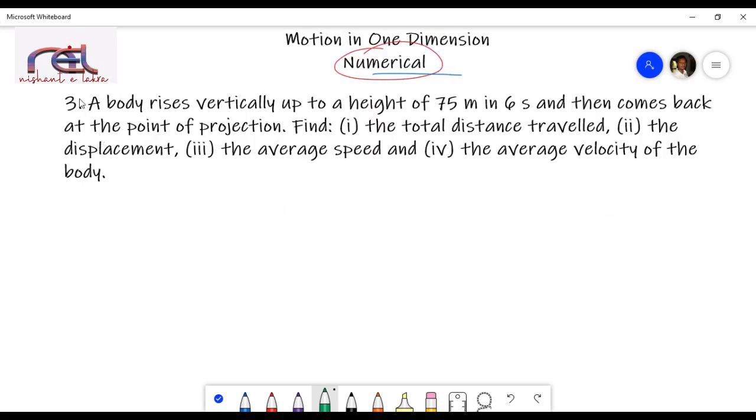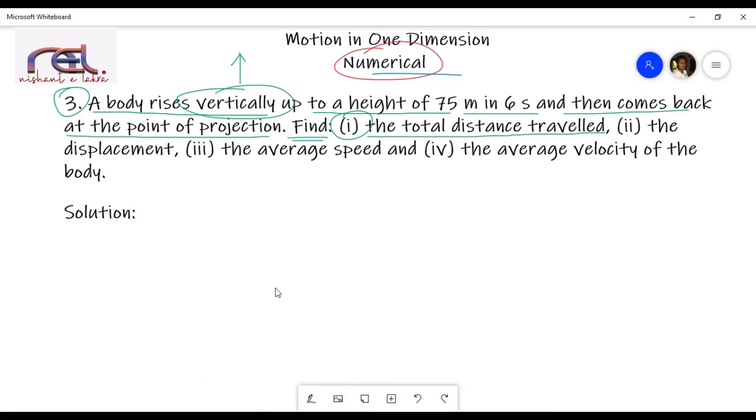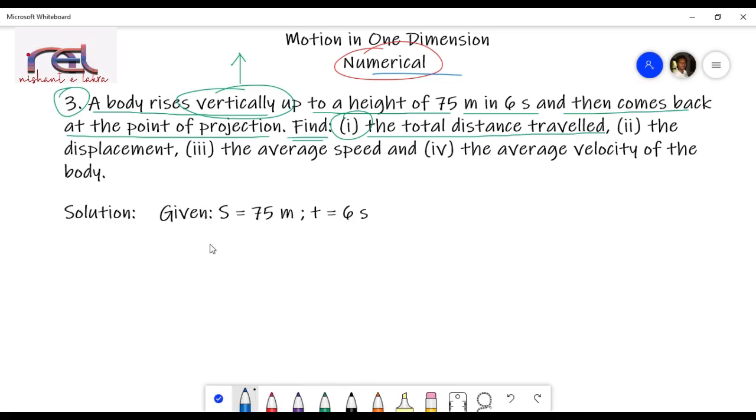Let's see numerical number 3. A body rises vertically, straight upwards towards the sky. A body rises vertically up to a height of 75 meter in 6 seconds, and then again it comes back to the same point of projection, right, from where it rose up. What do we have to find? The first thing is we have to find the total distance traveled. That is the first question. Okay, let's see how to solve it.